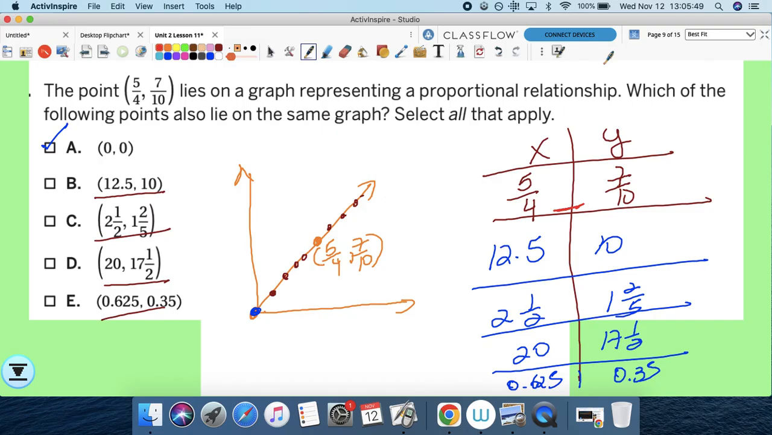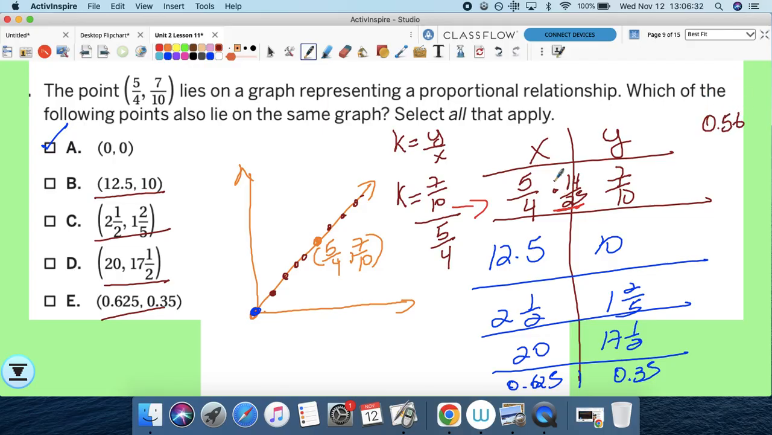So if I were to ask you, find the constant of proportionality here with the original point, you would find k is y divided by x. In this case, I'm going to take 7/10, and we're going to divide that by 5/4. If you took the calculator and did that, 7/10 divided by 5/4, you would get 14/25. You can change that to a decimal, and it's 0.56.